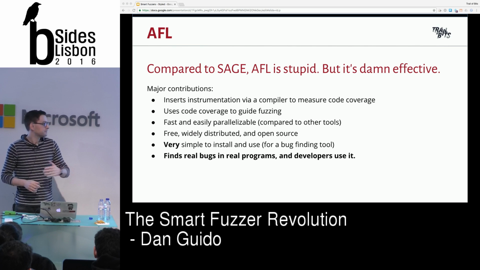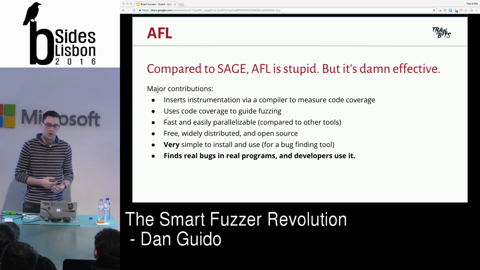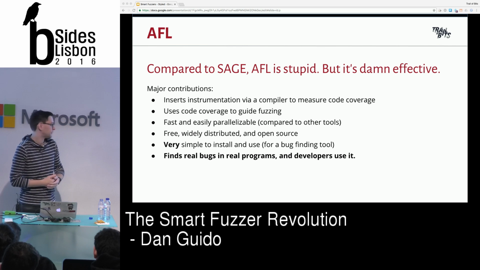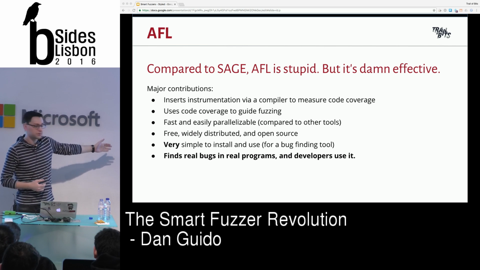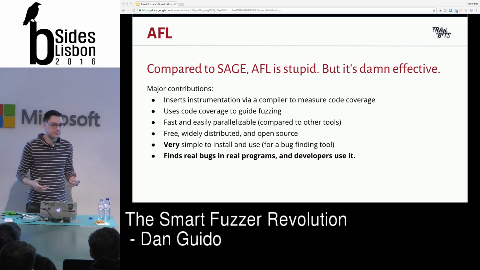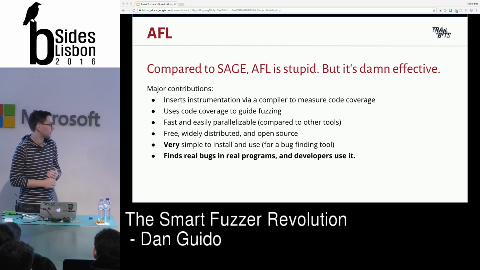Now, at the same time, there's more development going on in the open. So SAGE, not available outside Microsoft. AFL, open source. In comparison, AFL is not quite as smart. It doesn't use symbolic execution the way that SAGE does, but it has the benefit of being incredibly simple to install and use for a bug finding tool. The key contribution for AFL is that they use compiler instrumentation to make programs easier to fuzz. That is really the key thing that AFL got right.